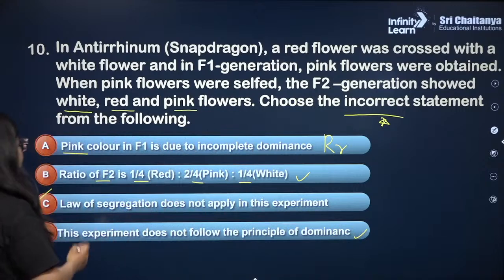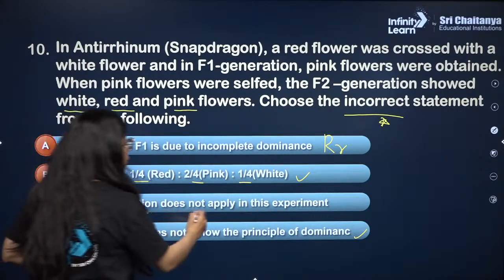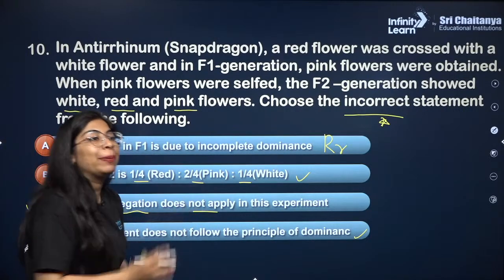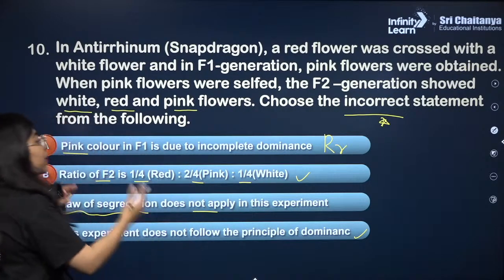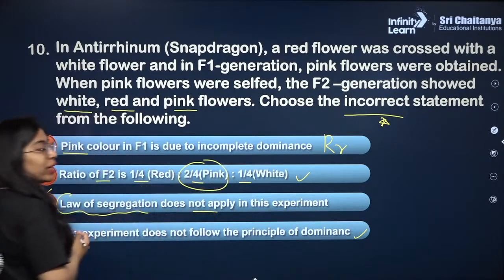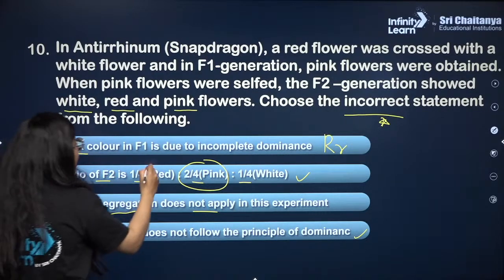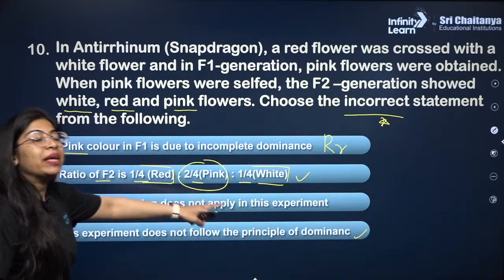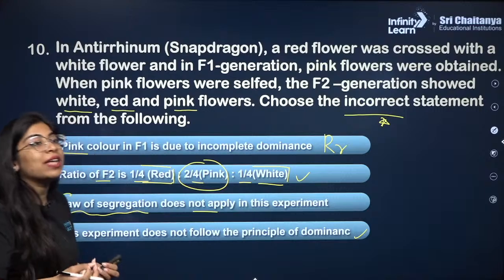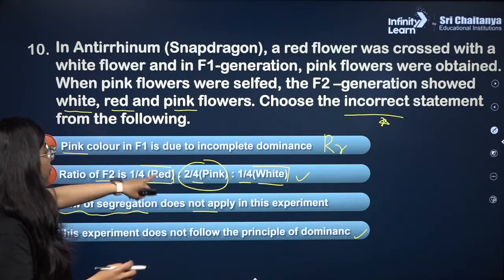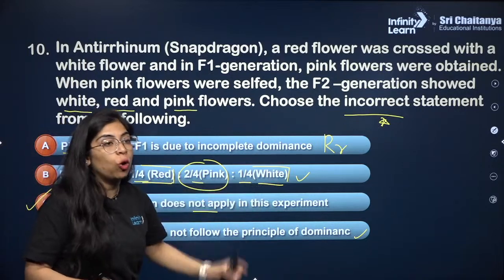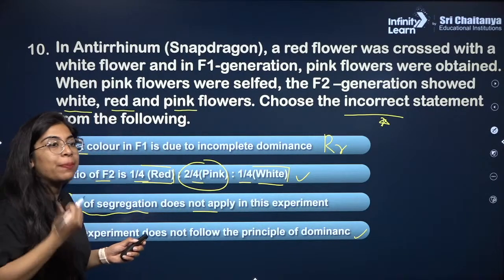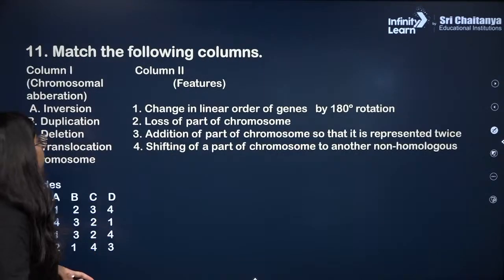What is not correct, everyone? That the law of segregation does not apply in this experiment. Beta, the law of segregation is applicable here. Why? Because even after the incomplete dominance, in the F2 cross I can still see red and white flowers. It means the genes do show segregation. Are you understanding? Because I'm getting red and whites also, it shows that the law of segregation applies well here. So my answer is option number C.